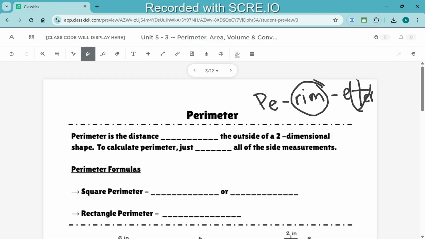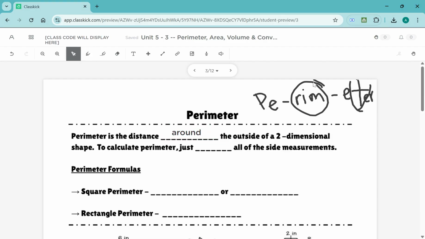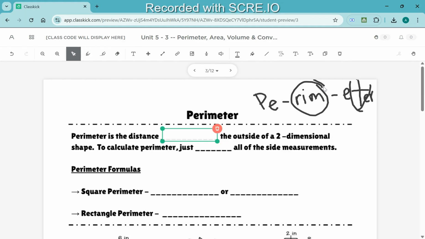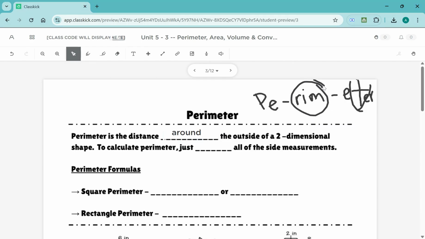Perimeter is the distance around the outside of a two-dimensional shape. So why did I have the rim part? Basketball rim, right? So the outside of a two-dimensional shape. The rim is the outer part.